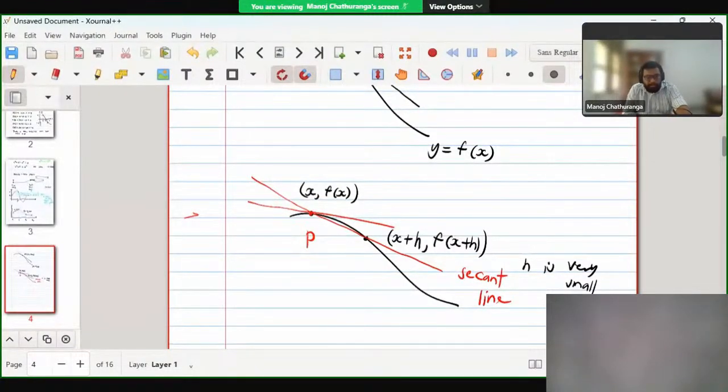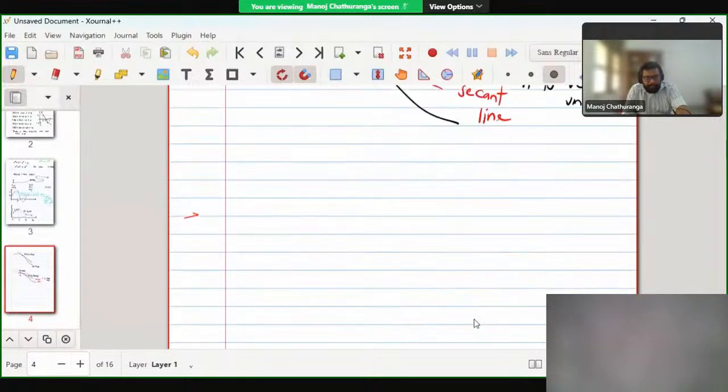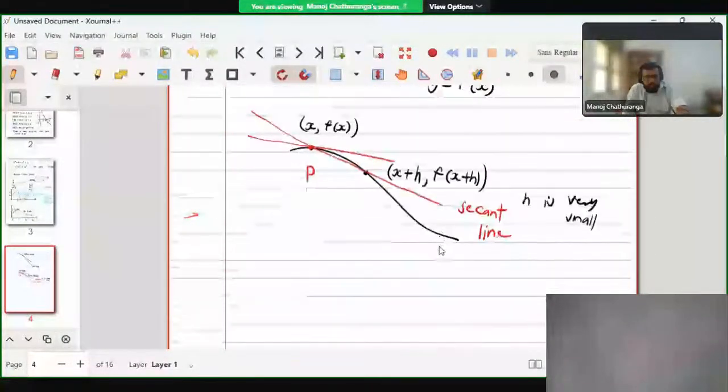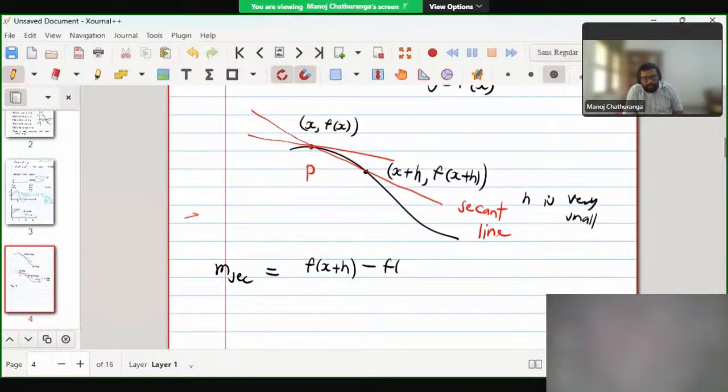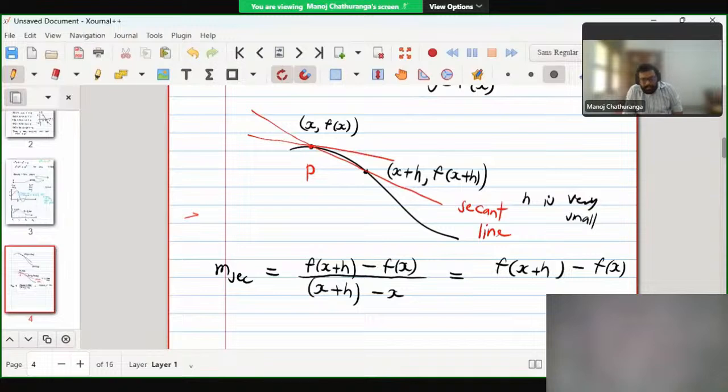Now you can compute the slope of the secant line. This is the y coordinate difference divided by the x coordinate difference: f of x plus h minus f of x, divided by h. Now we have the slope of the secant line.